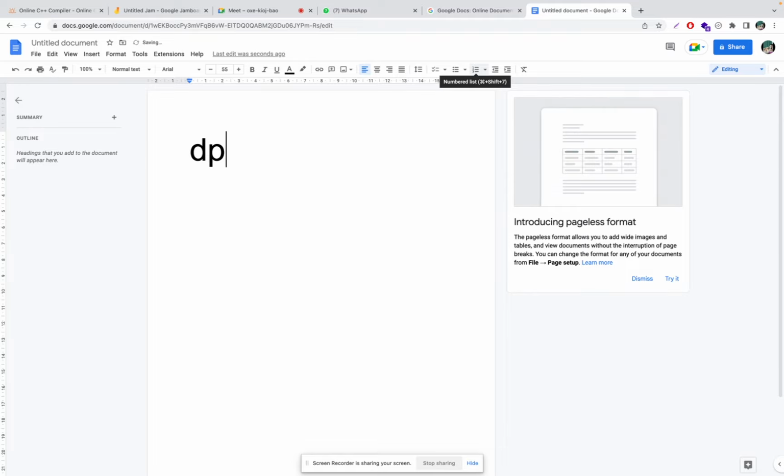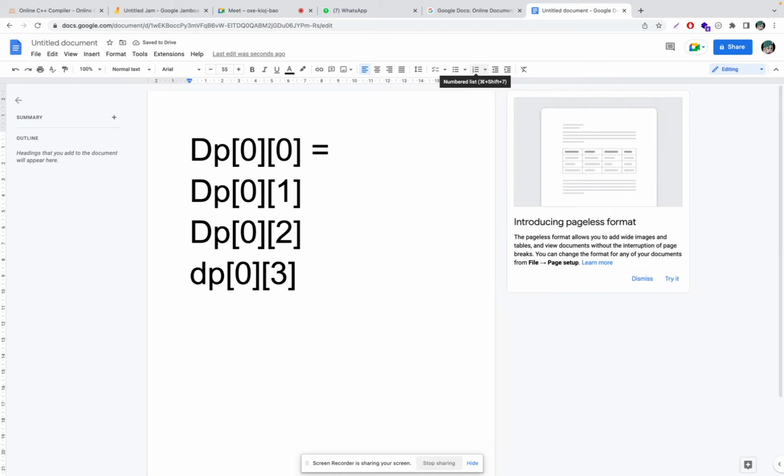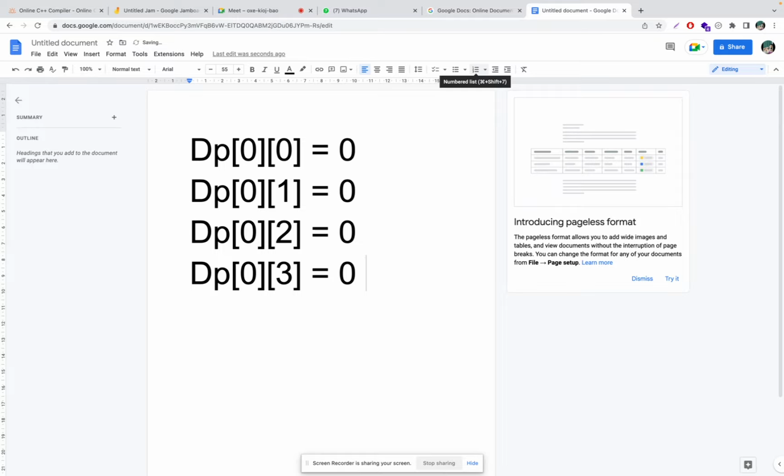Guys, I'm trying to fill this DP 0 of 0. Then I'm filling DP 0 of 1 kg, then DP 0 of 2 kg. This is very simple. I am considering first 0 items only. How many items am I considering, guys? Zero items. If you are considering 0 items, irrespective of the capacity, what will be the profit? Zero. It will always be 0.